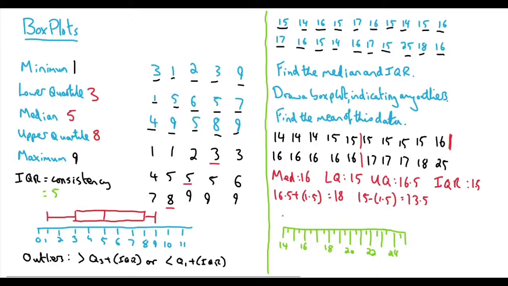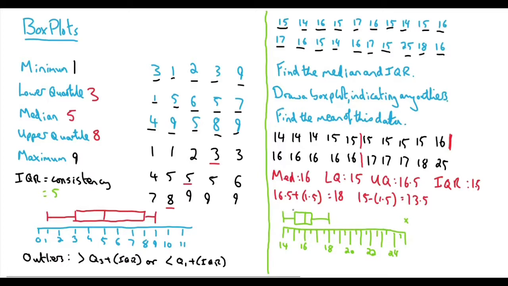So your minimum value is that 14. Your lower quartile we have as the 15, median the 16, upper quartile the 16.5. Then the upper boundary is going to be that 18, and then we'll put a star at 25 for being an outlier. Here then, we'll just join up the box and add the whiskers. As we can see from here, this is definitely an outlier. You wouldn't have wanted to extend this arm all the way over here.